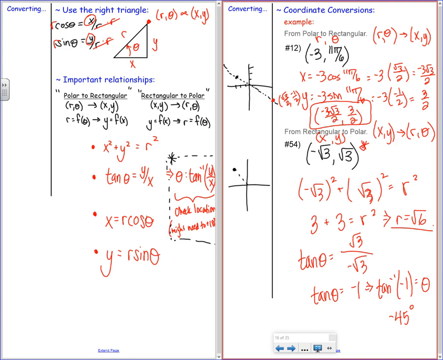So what do we do? Check the location. It's not where I need it to be. Do I need to add 180? And the answer is most definitely. So what is 180 plus 45?